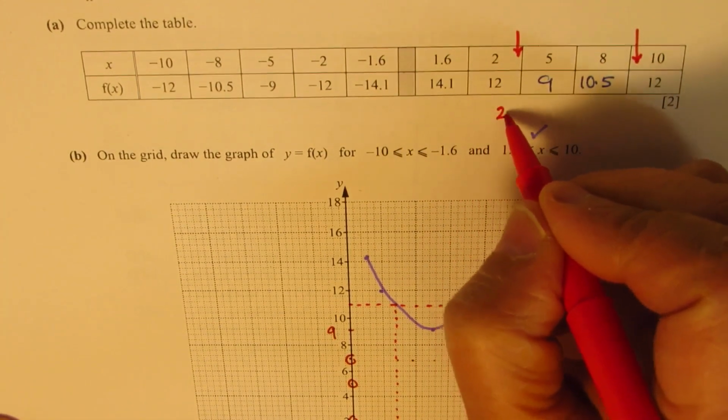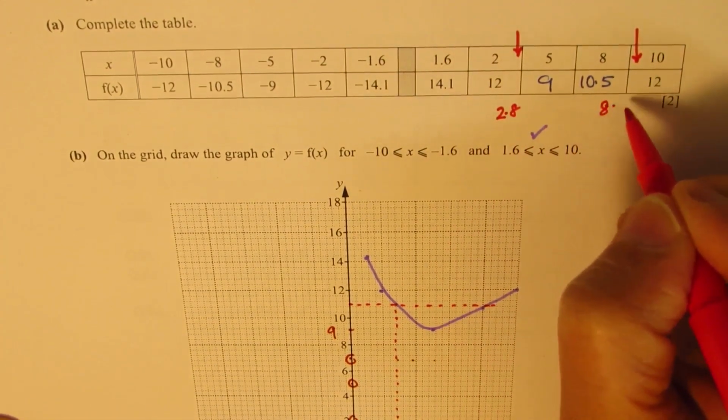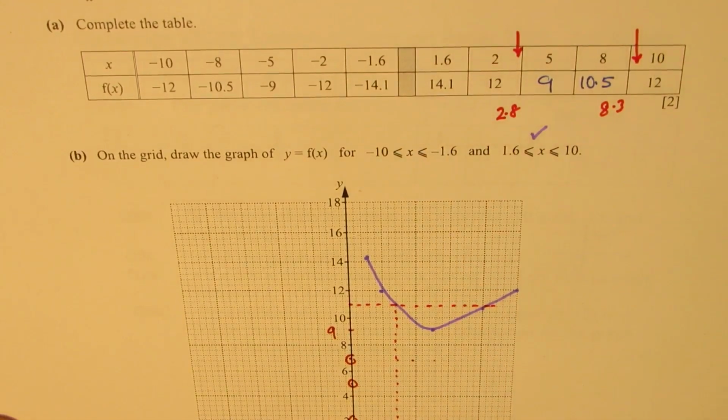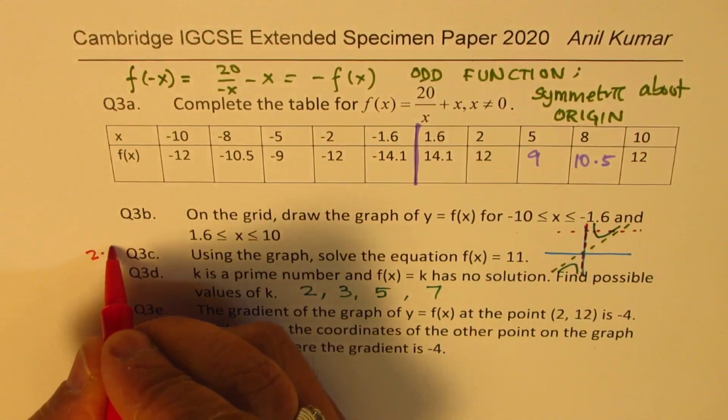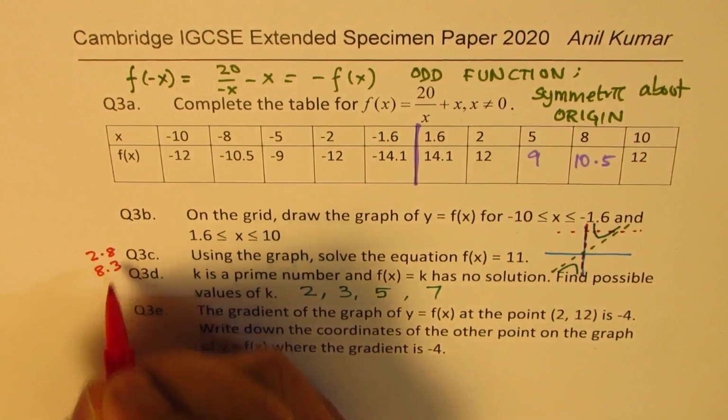So we get values of 2.8 and 8.3. Of course, you can use your calculator and check how good your value is. Perfect. Okay, let's move on and answer the next question now. So we have an estimate. The values for us are 2.8 and 8.3.